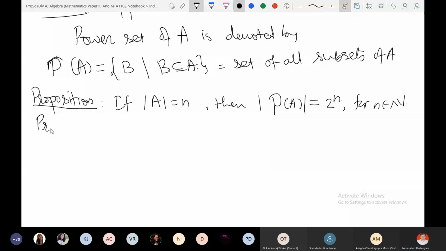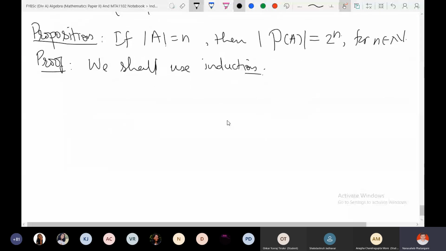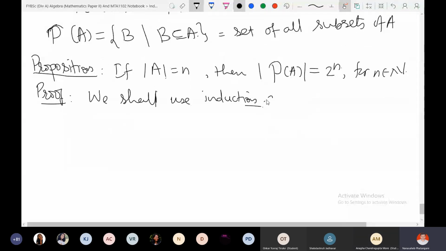We shall use induction, because we want to prove that it is true for every natural number n, meaning whatever number of elements in A, accordingly we have elements in the power set of A. So we want to use induction on n, because the number of elements in the set, on that we want to use induction.